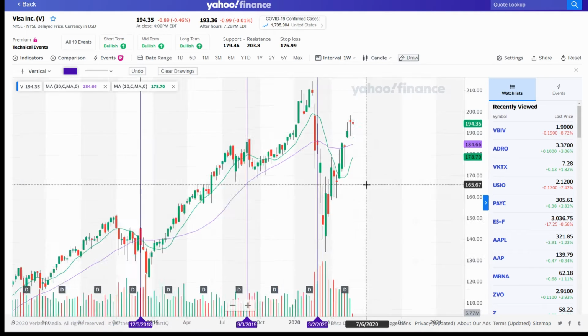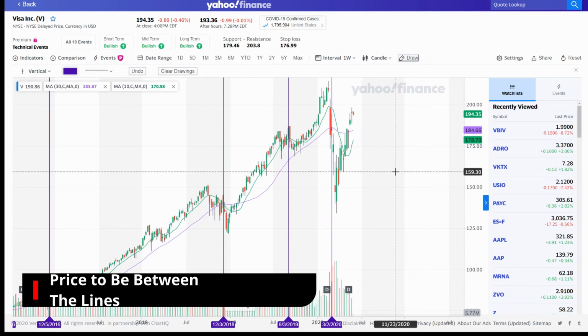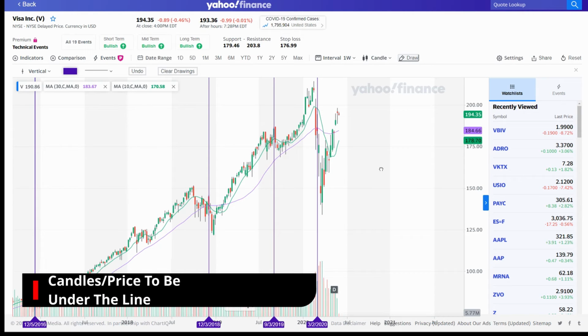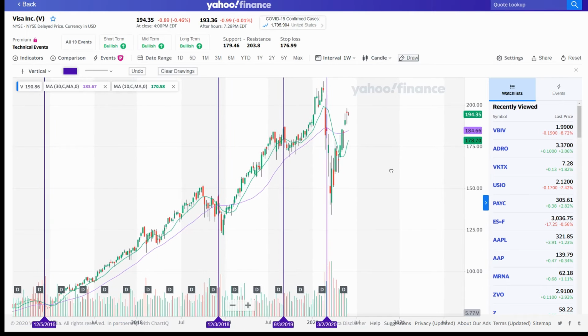Now, when we head to the weekly charts, we're looking for 2 things. 1, we're looking for price to be in between these 2 lines, or price to be under the purple line on the weekly chart. And that's pretty much it. Everywhere you see it following these rules, you can consider a buying spot here.